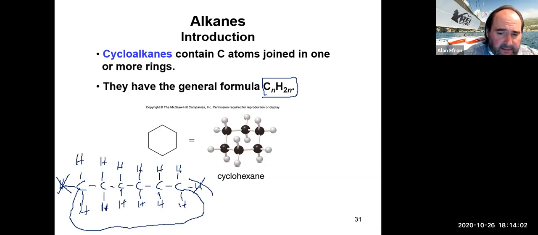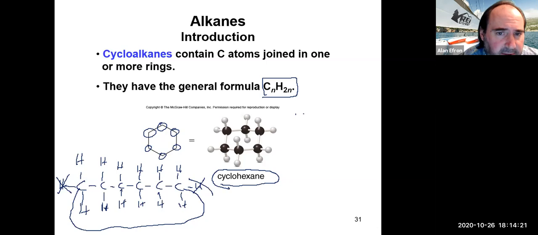The nice thing about cycloalkanes is you name them the same way, you just put cyclo in front. So this is hexane, the straight chain. It becomes cyclohexane when you put it into a ring structure. But it does have 2 fewer hydrogens than the straight chain. And again, we have 1 carbon, 2 carbons, 3 carbons, 4 carbons, 5 carbons, and 6 carbons there.